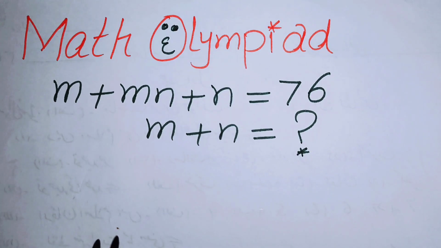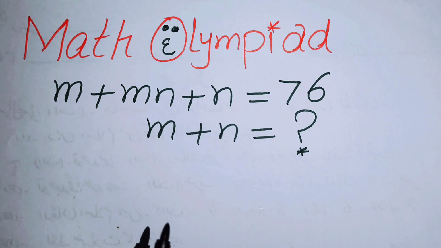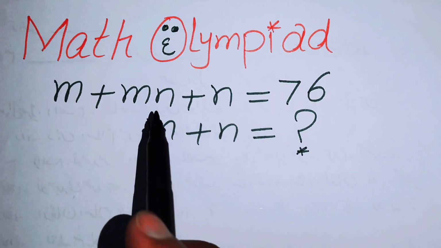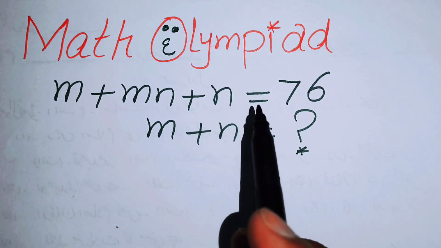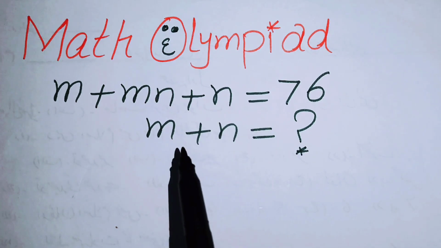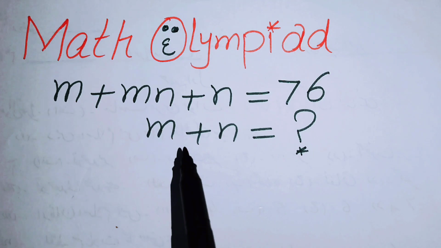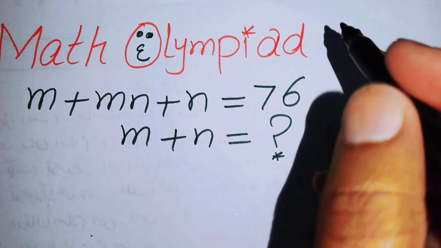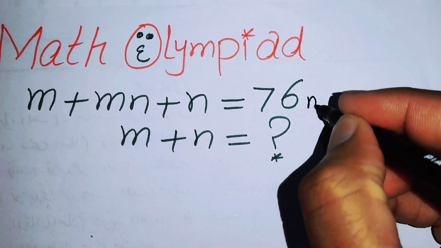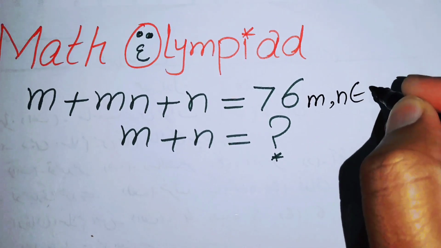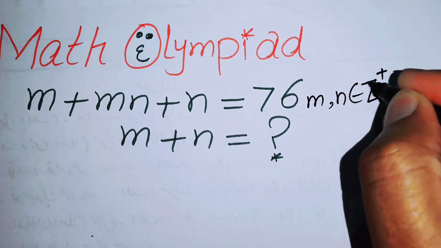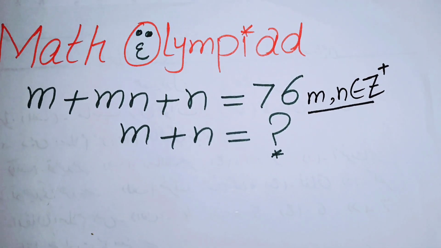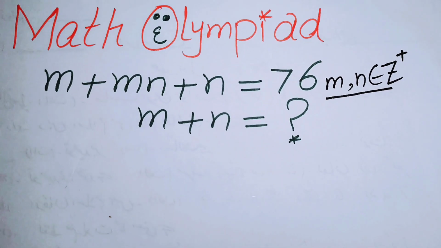In this video we are going to solve this nice algebra problem, and here we have m plus m times n plus n is equal to 76, and we will solve this problem for the value of m plus n. Here you remember one thing: m and n are positive integers. We can solve this problem only for positive integer values of m and n.